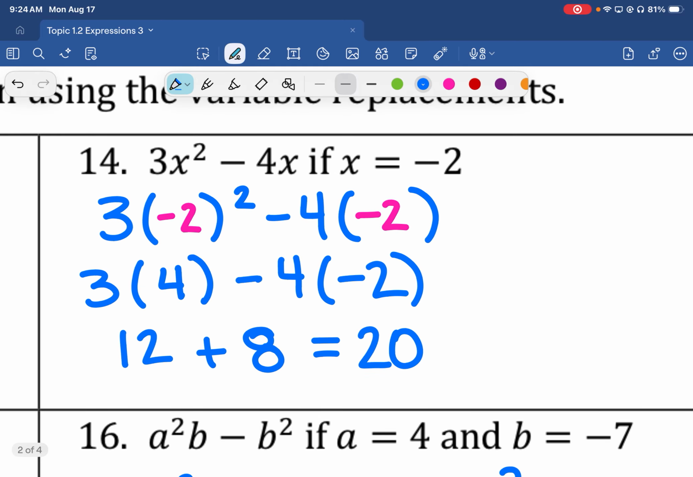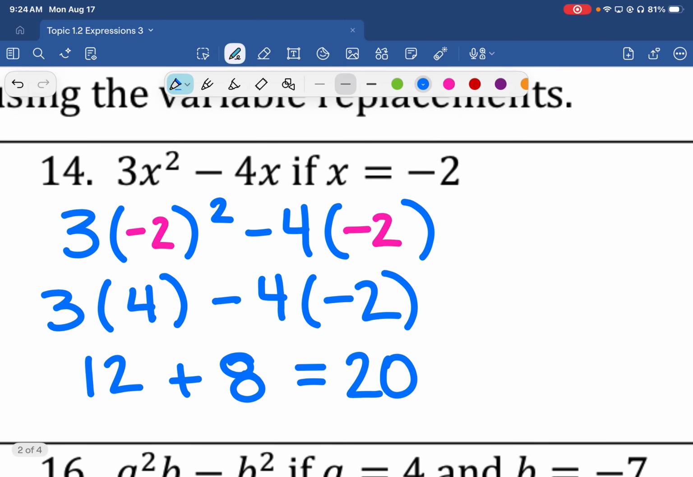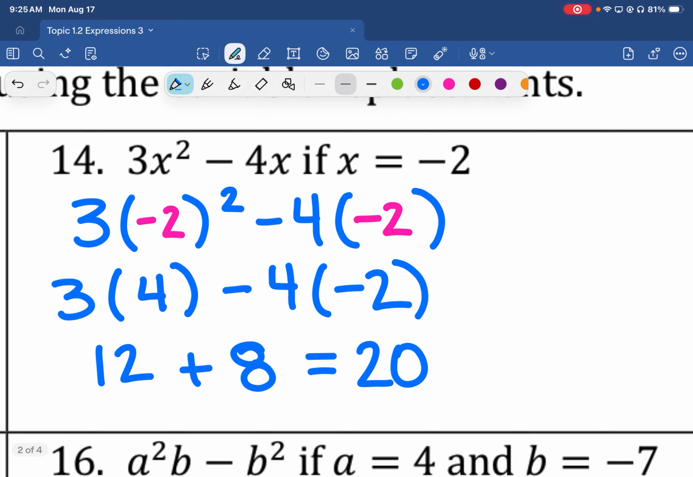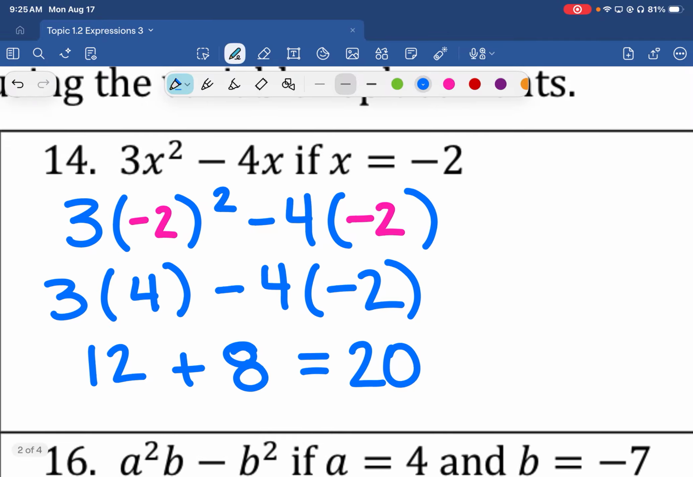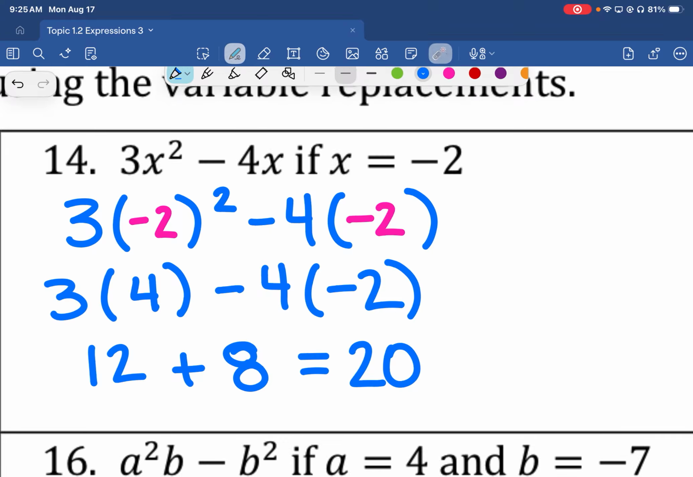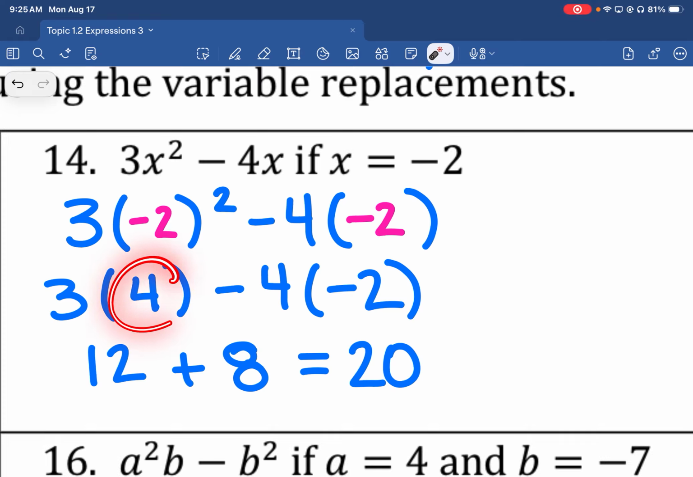All right, for number 14, what did y'all get for the answer? 6. Is that not right? No, it's not right. It is 20. So I want us to look at it, okay? So first, when we set this up, we should have it set up as 3 times -2 squared minus 4 times -2, okay? We start by squaring it. What is -2 squared? 4.